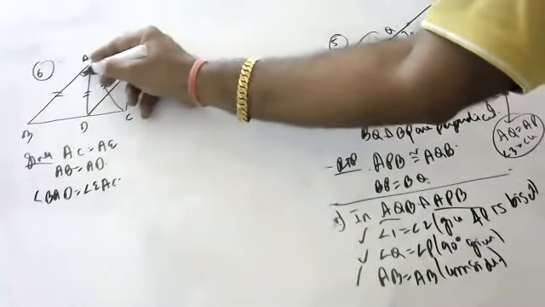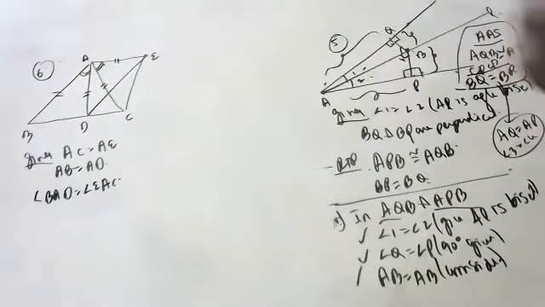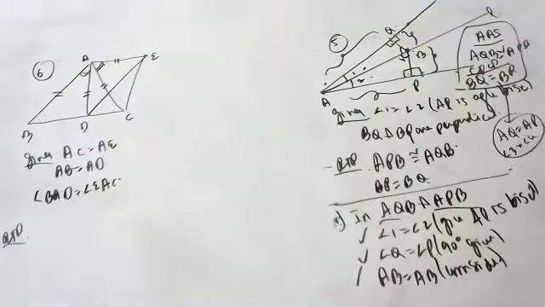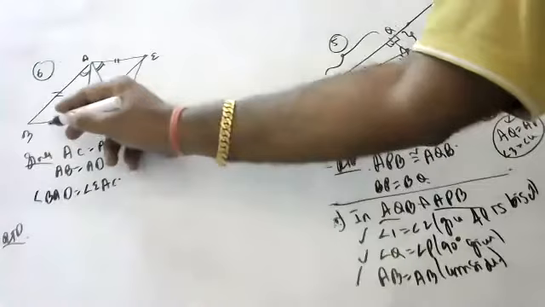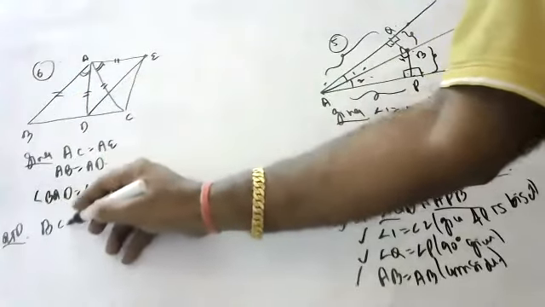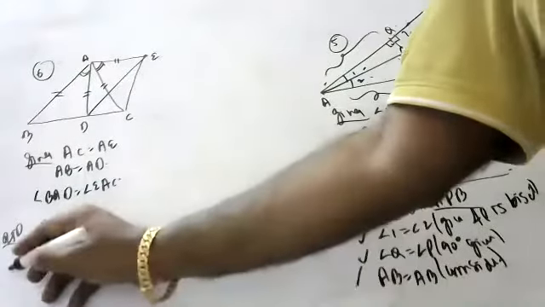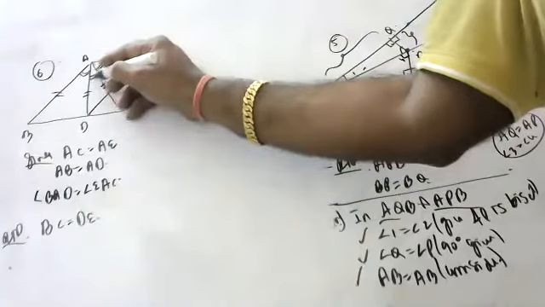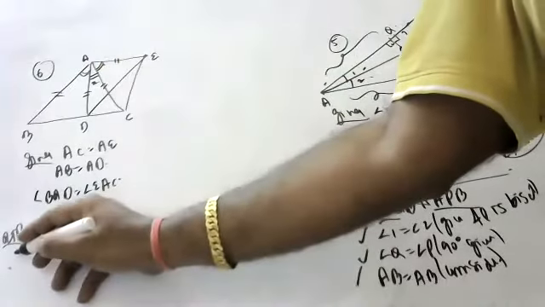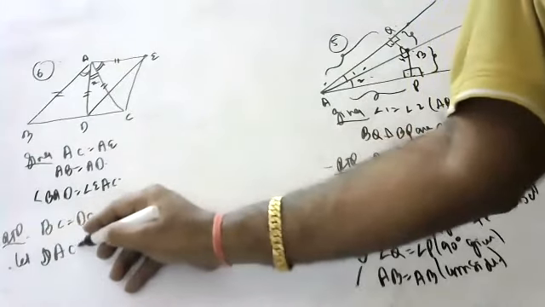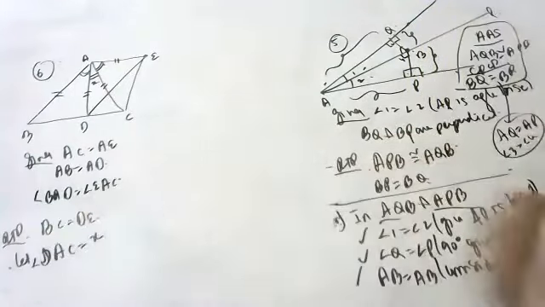Children, please see here. Angle BAD is equal to angle EAC. This angle itself. What is required to prove? We have to prove that, children, see here, all of you, BC is equal to DE. BC is equal to DE, we have to prove. Okay, children. So, let us assume, let angle DAC be X.